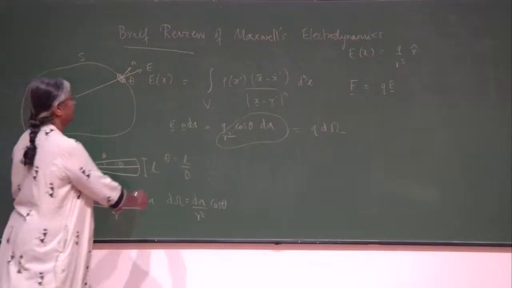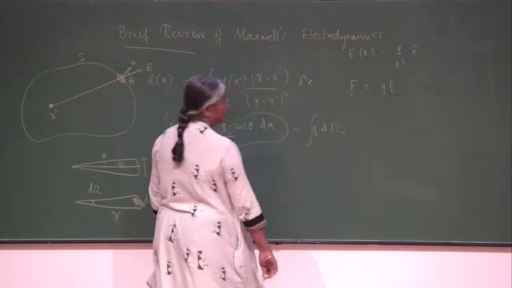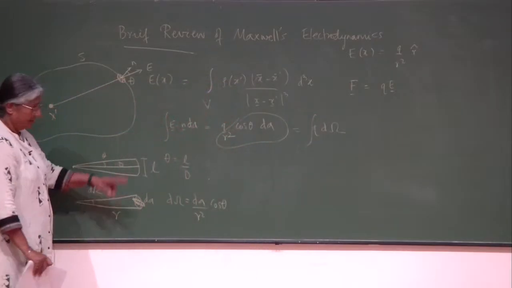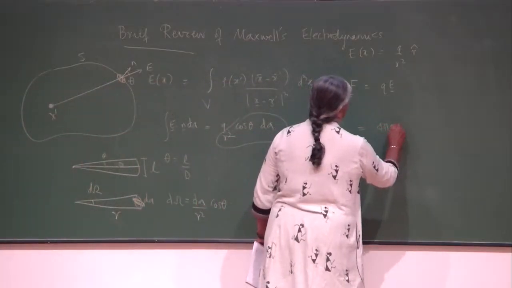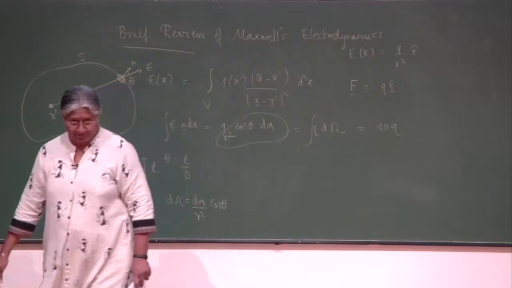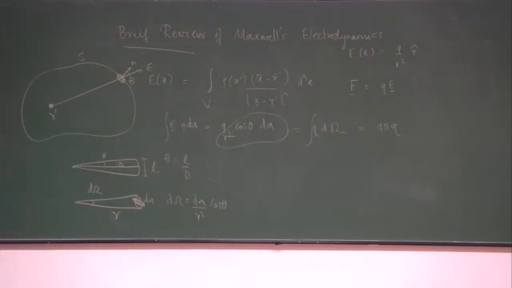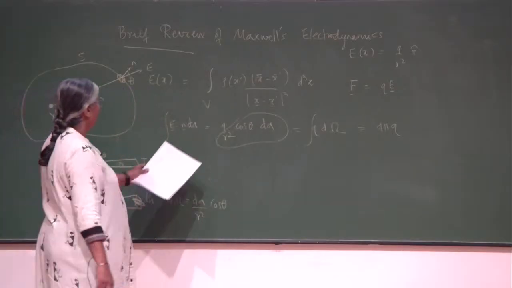Now I integrate both sides. What is the integral of the solid angle? 4 pi, right. Of course, if the q is outside the sphere, I will get 0. That is what Gauss's law tells me, right. Now what do I do to the left hand side?